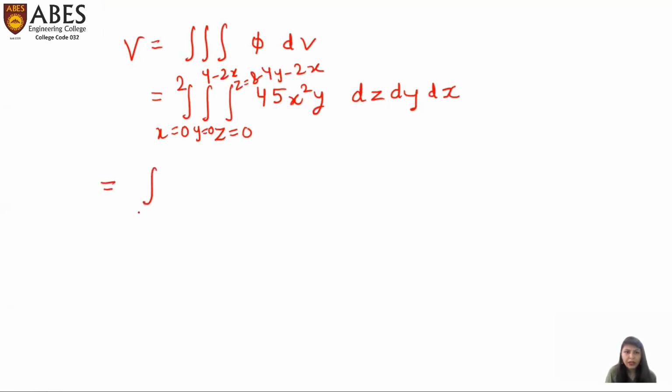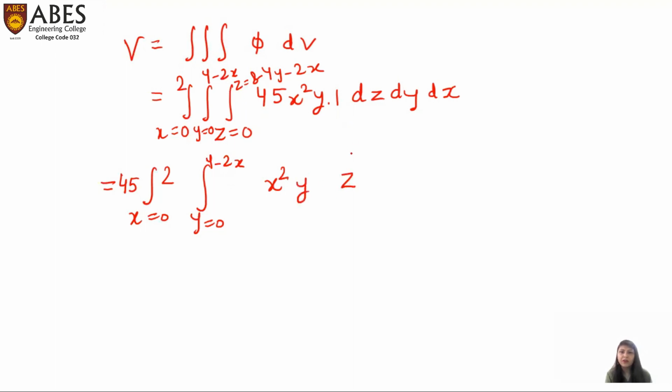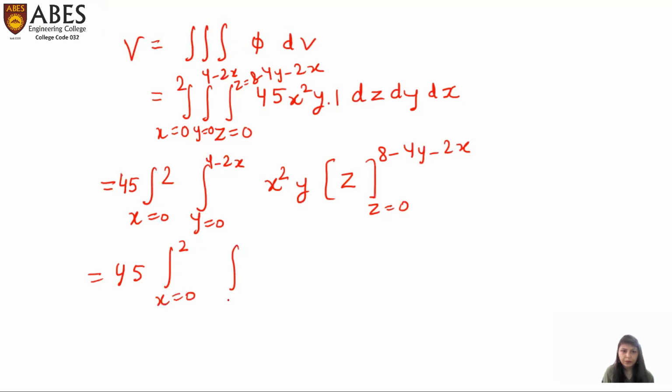So first we have to do the integration with respect to z. Here there is no z, so we have to do the integration of 1 with respect to z. 45 we can write outside, this x square y, and the integration of 1 with respect to z is z. And we have to put the value z equals 0 to 8 minus 4y minus 2x. So we have to write y equals 0 to 4 minus 2x.